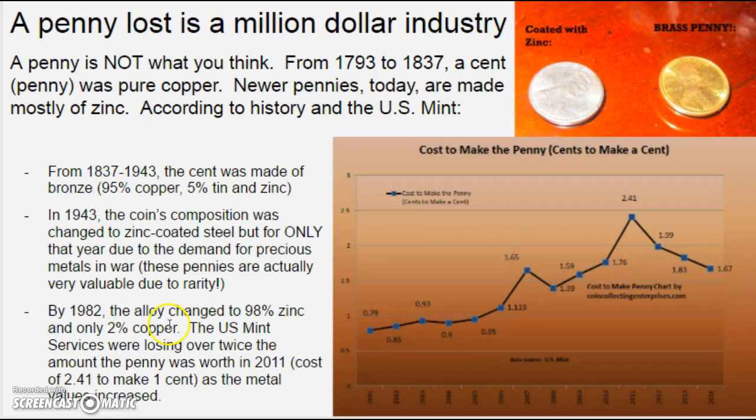So when we look at what changed in 1982, the alloy changed to mostly zinc and only 2% copper. The U.S. Mint was losing over twice the amount that the penny was worth in 2011. We can see it over here. In 2011, it actually cost 2.41 cents to create 1 penny because the metal values were increasing. So old pennies, copper; new pennies, zinc.